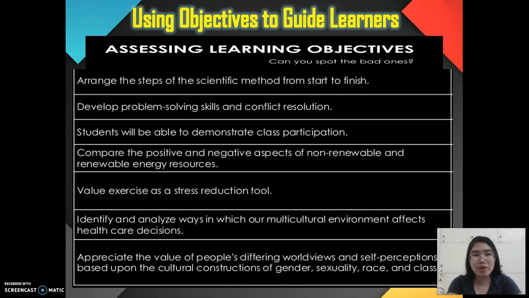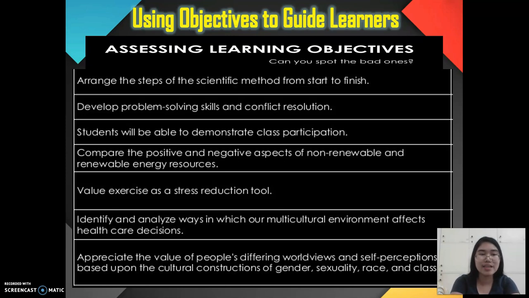Next one, as a social studies teacher, you crafted a specific objective like this: develop problem solving skills and conflict resolution. Develop, is it a good verb to be used in this objective? Another one: students will be able to demonstrate class participation. Next: compare the positive and negative aspects of non-renewable and renewable energy sources. Next one: value exercise stress reduction tool.